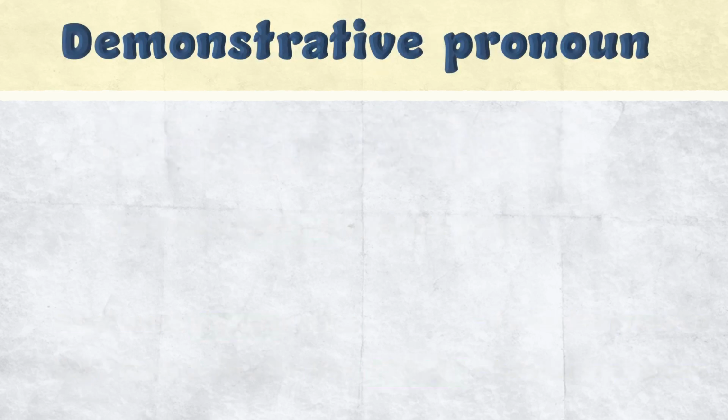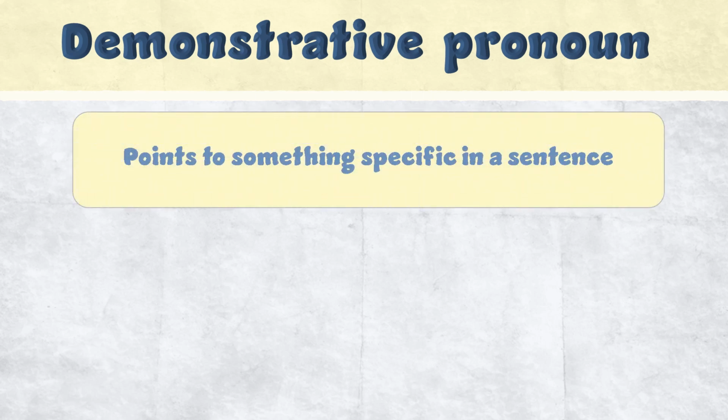The next one is demonstrative pronoun. A demonstrative pronoun points to something specific in a sentence, which is near in distance or time. For example, this or these. Or it could be far in distance or time. For example, that or those. Some examples of demonstrative pronouns are this, that, those, these, such, neither.